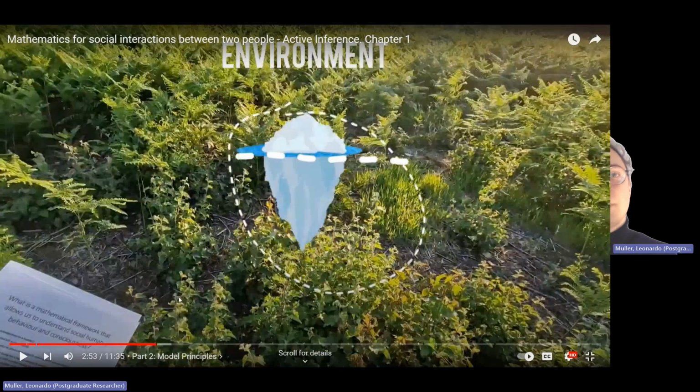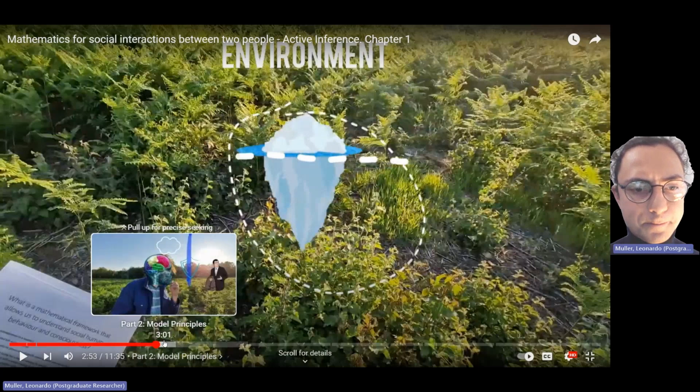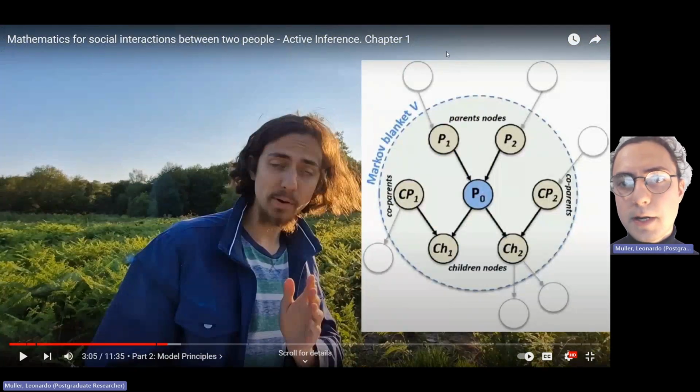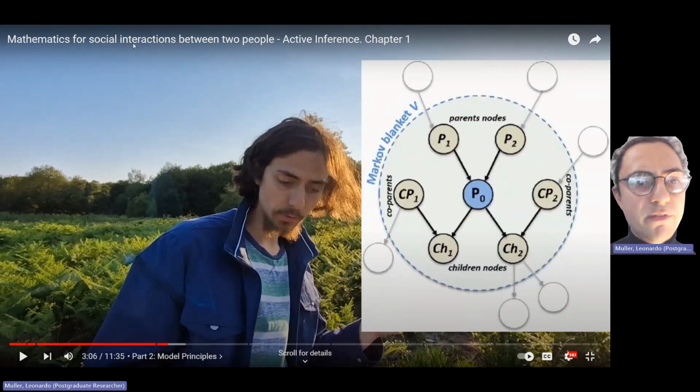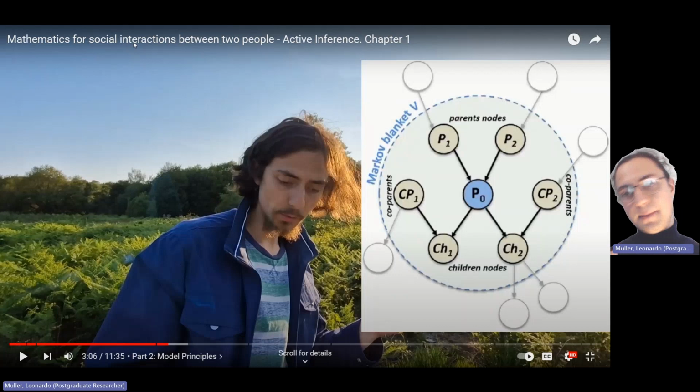Then I go into the mathematical principles used to model consciousness. The first aspect is that of a boundary. It's a very simple idea. We call this a Markov blanket in the active inference framework. A Markov blanket is a mathematical concept that describes a boundary. Why do we want to put a boundary?